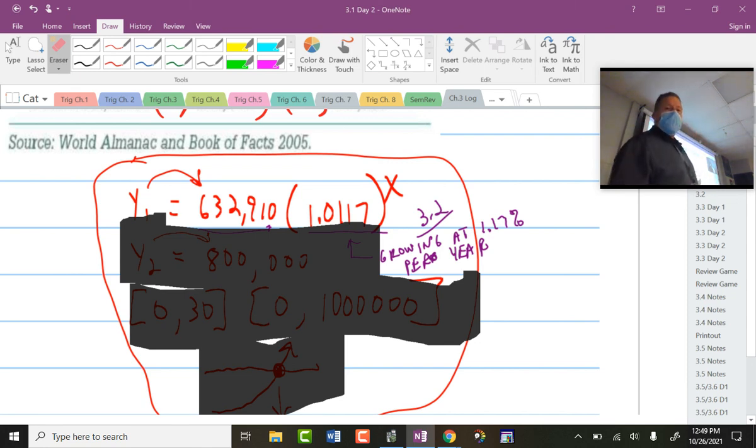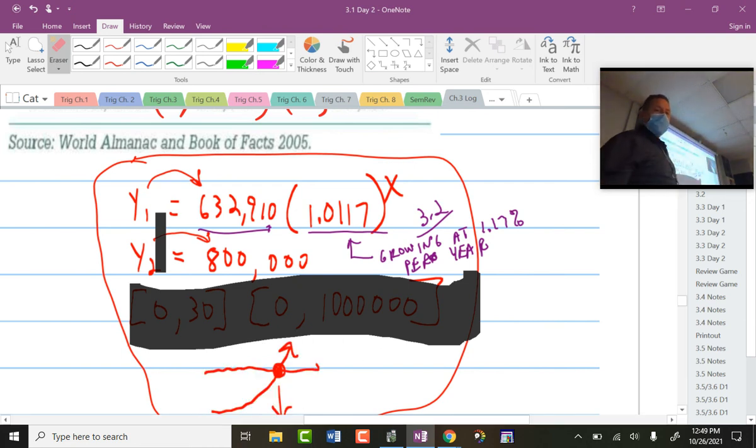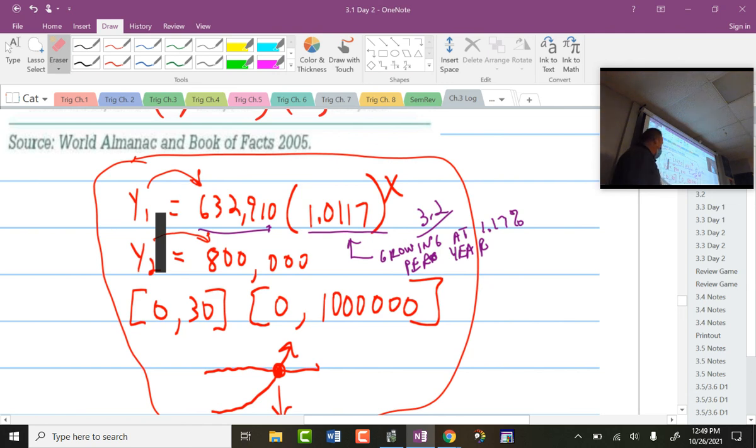But here's what you do on this. Go to Y2 and put 800,000, because this is going to be an exponential growth thing. And as this rises, the Y's are the population. I want to know when it makes it to 800,000. So I want a horizontal line crossing that graph. And then what am I going to find between these two graphs? What do you think I'm going to find? The intersection. And I shouldn't have to show you that. We've done that a lot this year.